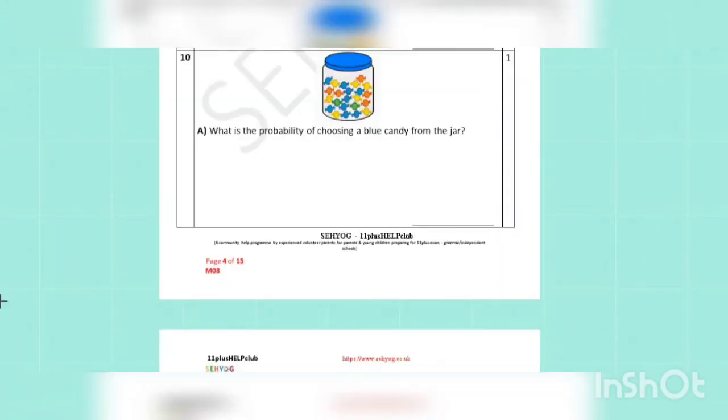In question number 10, what is the probability of choosing a blue candy from the jar? So first we will see how many total candies are there. So counting the total number of candies, we get there are 23 candies, out of which now we will choose how many blue candies are there. So 1, 2, 3, 4, 5, 6, 7, 8, 9. So 9 blue candies, which means that the probability of choosing a blue candy is 9 over 23.